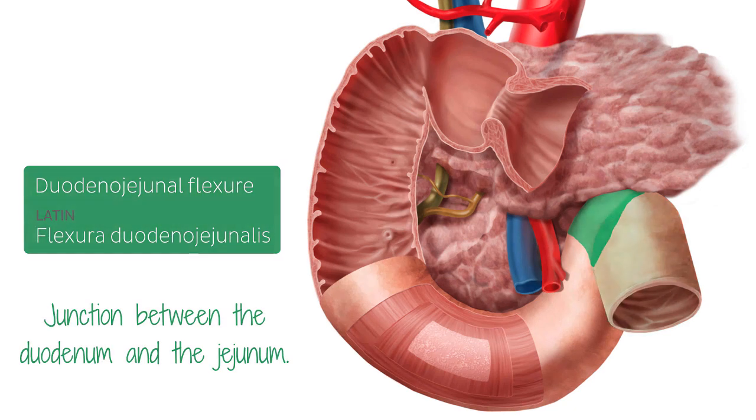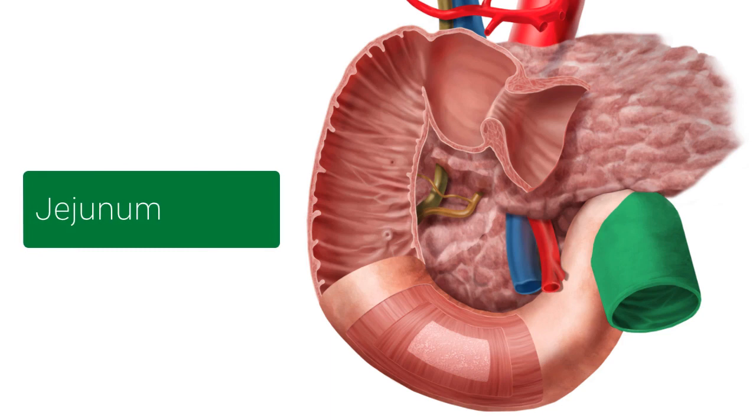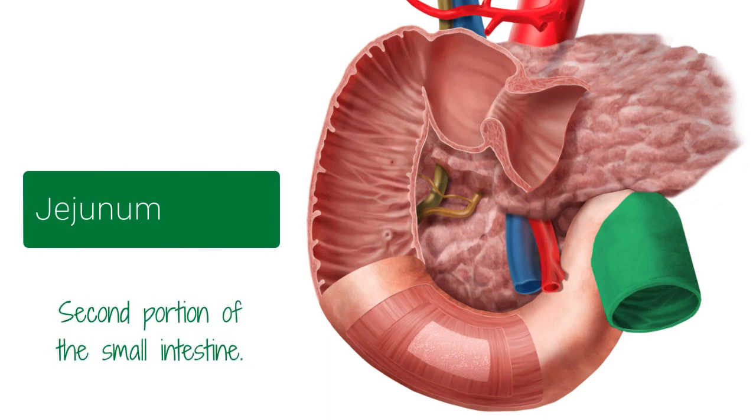The next structure we're going to be highlighting that I just mentioned before is the jejunum, which is the second portion of the small intestine and begins after the duodenojejunal flexure. Being a part of the small intestine located distal to the duodenum, we mention this structure only in reference to the duodenum in this tutorial.